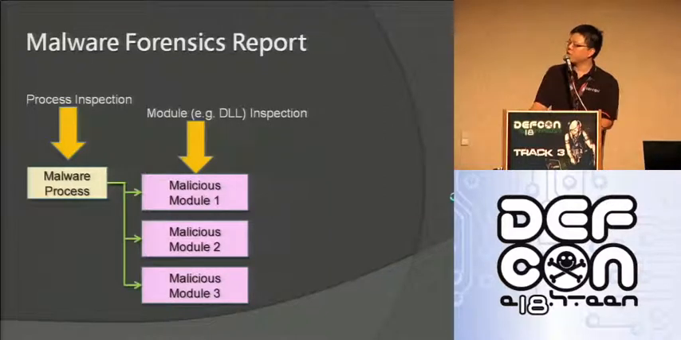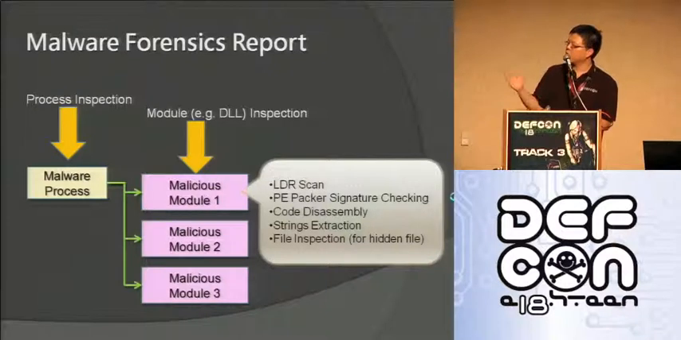So in this flowchart, let's review. We try to identify a suspicious process, and then we try to identify a suspicious DLL. And then inside this suspicious DLL, we do our runtime forensics, which includes LDR scan, PE packer signature checking, code disassembly, string extraction, and then file inspection for hidden files. So these are the action items that we do for runtime forensics once we have identified the suspicious memory layout.